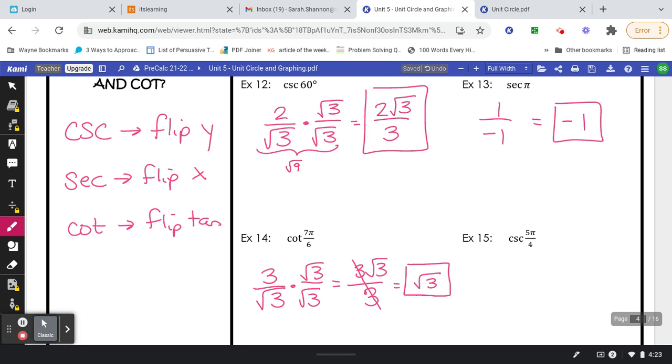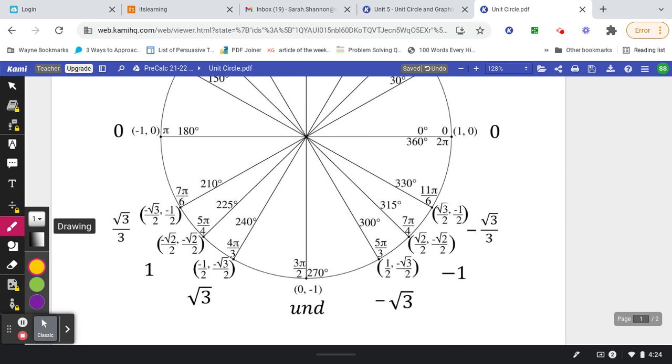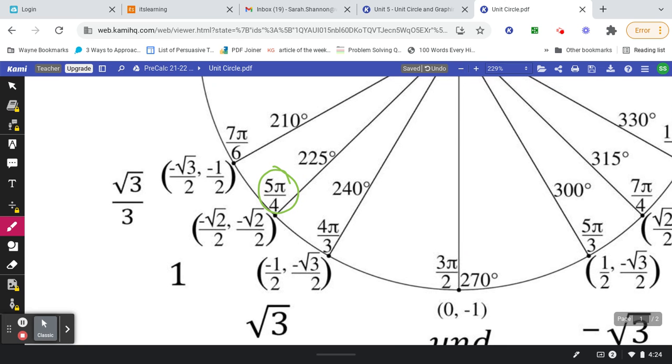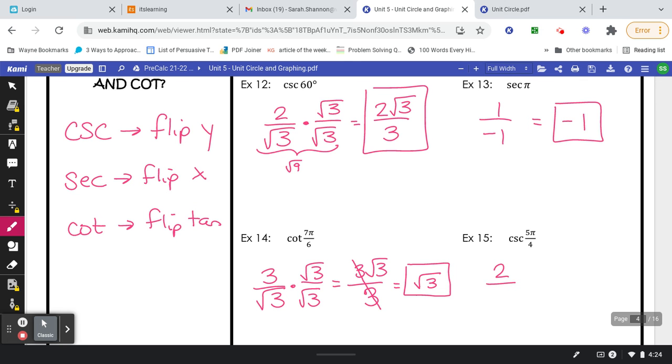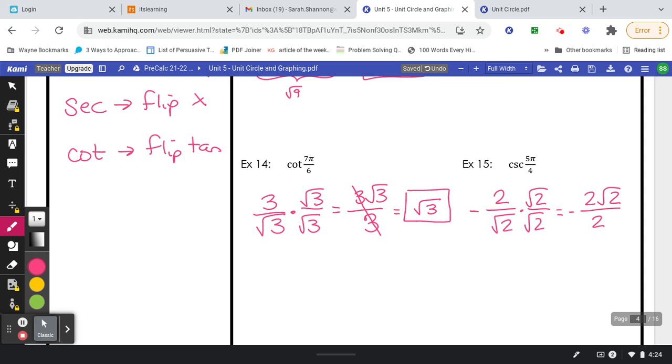For example 15, cosecant of 5 pi over 4. Zoom out a little bit. Here's our 5 pi over 4 right down in the corner again. Again, we're doing cosecant. Cosecant is flip the y value. So let's take this y value right here and flip it. 2 over negative square root of 2. And anytime I have a negative, I always go ahead and leave it in the front. It makes the rest of the math a little bit easier to do. We'll fix it up, rationalize the denominator. And that negative, I know I put it up towards the top, but you can even leave it out in front if you'd like. As long as it's on there somewhere, it's correct. Those 2's can cancel out, and your final answer, negative square root of 2.